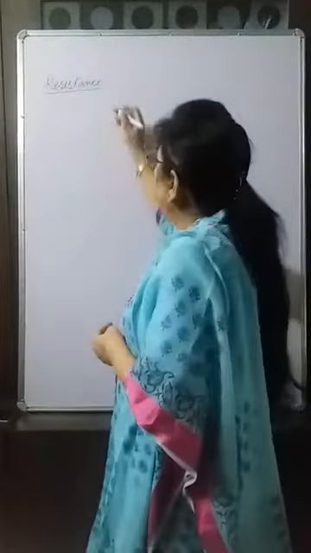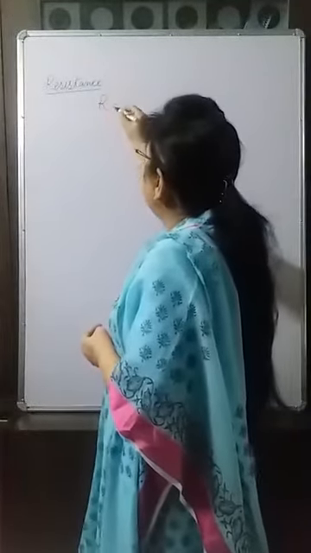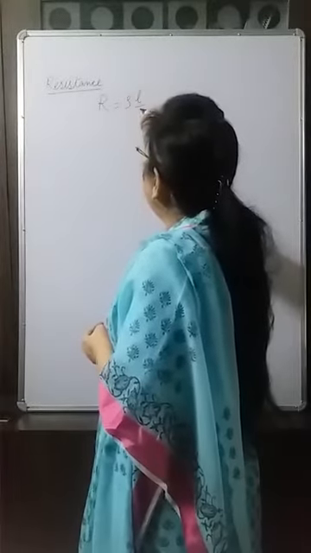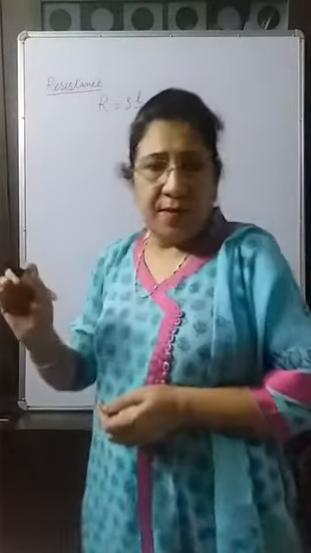Hello students, in the last class we talked about Ohm's law. We deduced Ohm's law from the different formulae and we got the formula R is equal to rho L by A for resistance. Let us define resistance here.